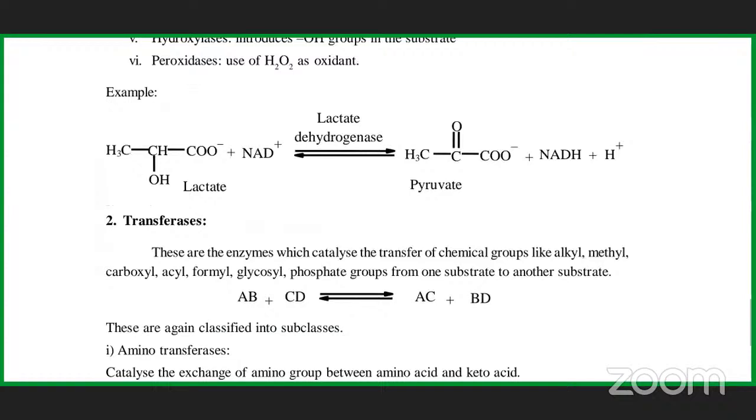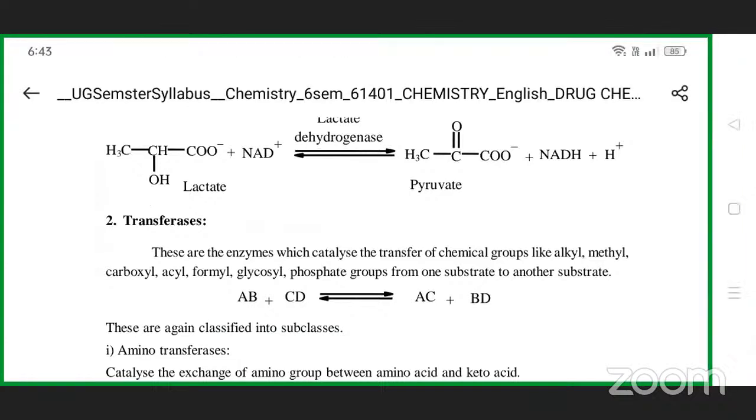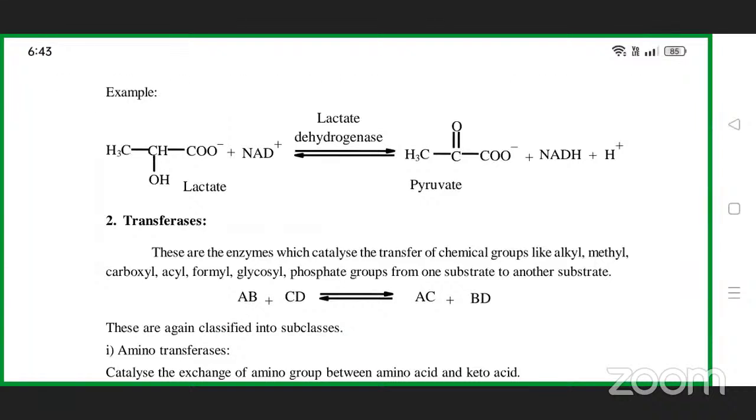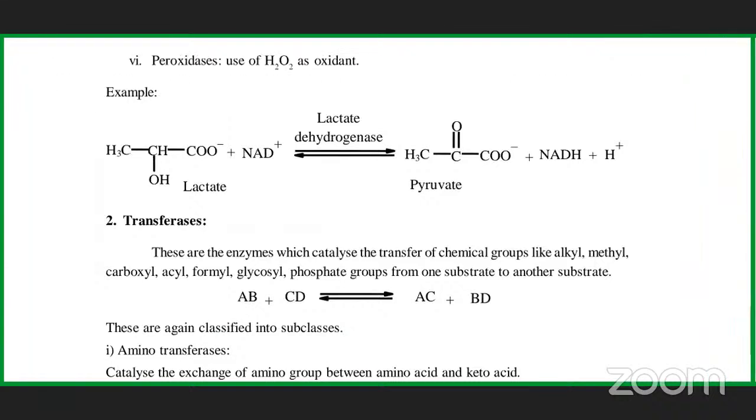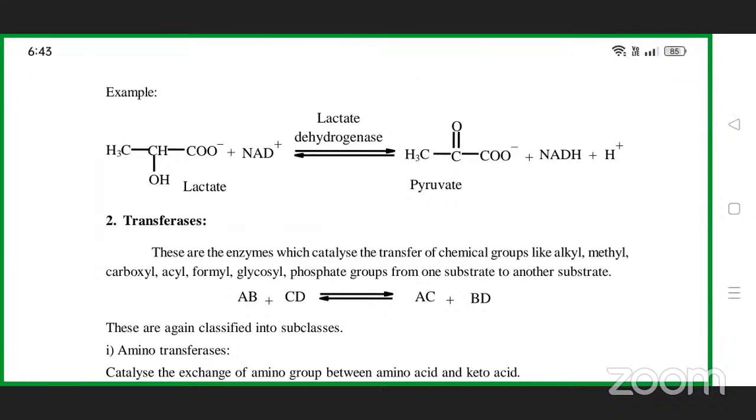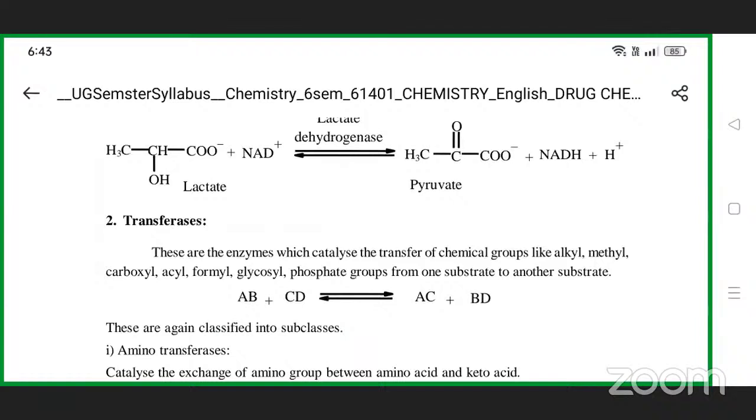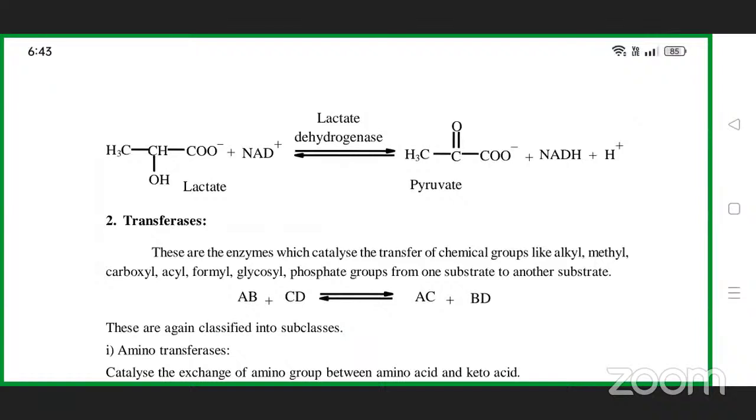Here is the example. You can see the lactate undergoing dehydrogenation in the presence of lactate dehydrogenase enzyme. You can see the removal of two hydrogens from lactate, and it is converted into pyruvate.